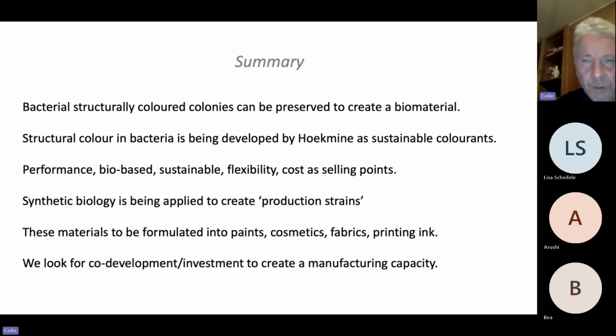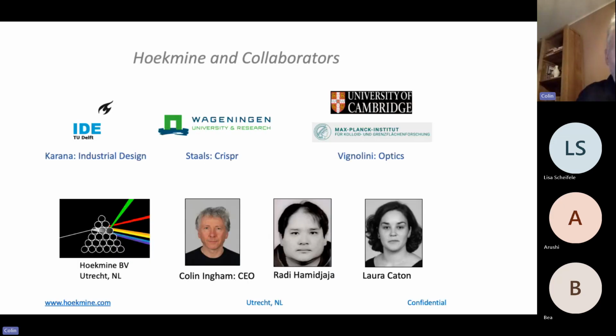We are applying this to make production strains, but also we're going very deep into the biology of this, which is starting to move really quickly. There are only a couple of slides. We've got a lot of really good collaborators, notably Sylvia, who does the optics, Raymond Stiles, who helped us with genetics, and Elvin Karana, who is involved in the industry and the design side.